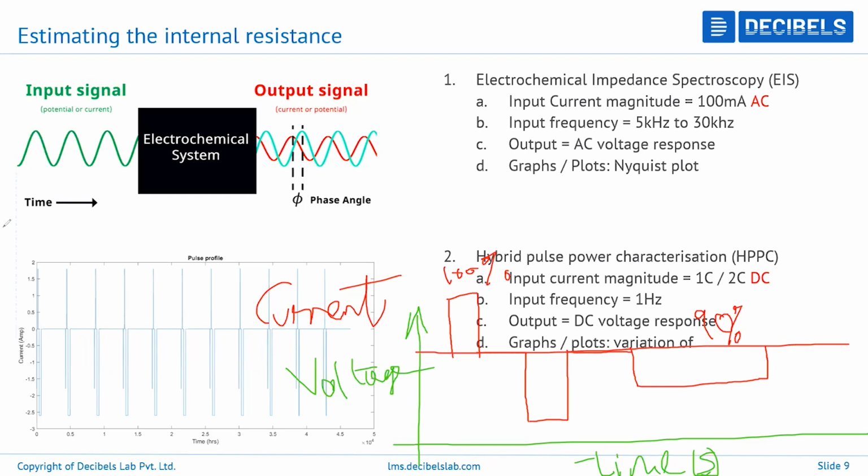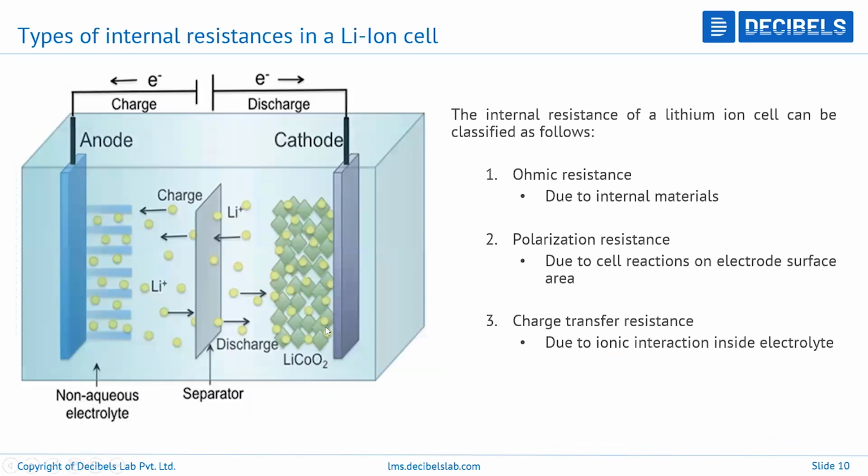If you observe the components of internal resistance, and here I'm talking about DC internal resistance, not AC internal resistance, inside the cell the resistance is purely categorized based on the voltage response. We will come to the voltage response in just a bit. First, I will explain the categorization of the resistances, and then we'll proceed to the voltage response.